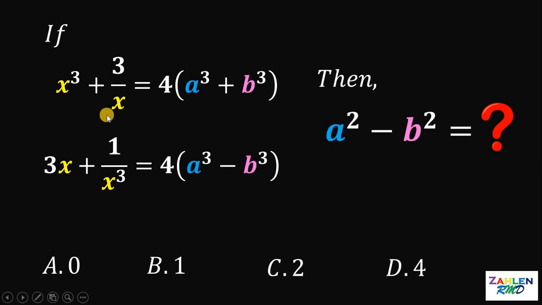Given this equation, x cubed plus 3 over x equals 4 times the quantity a cubed plus b cubed, and 3x plus 1 over x cubed equals 4 times the quantity a cubed minus b cubed, then what is the value of a squared minus b squared? Now we have some choices. A equals 0, B equals 1, C equals 2, or D equals 4.